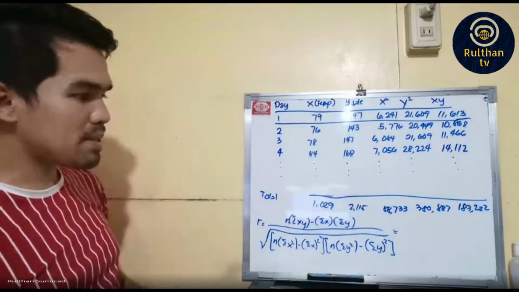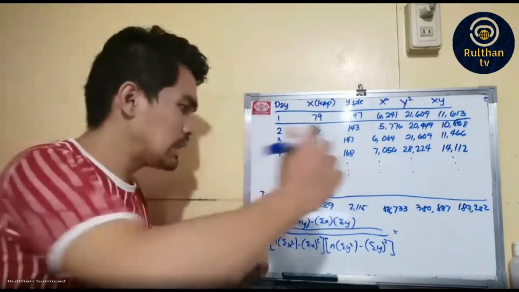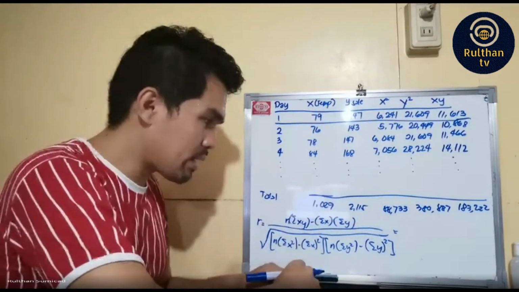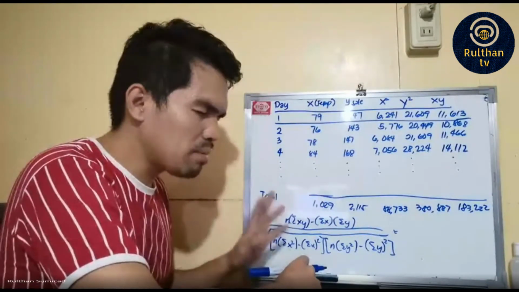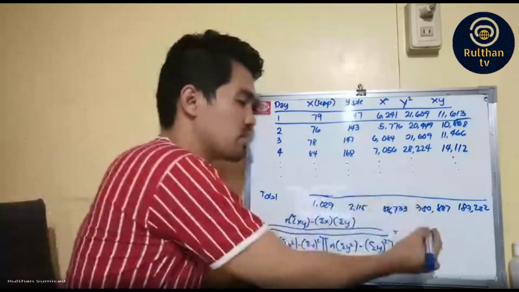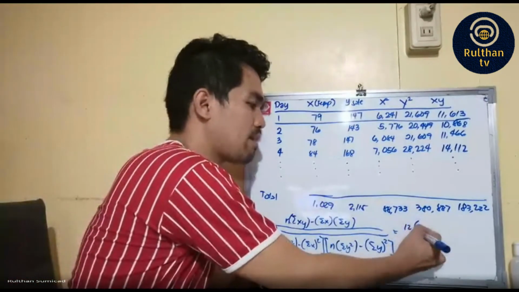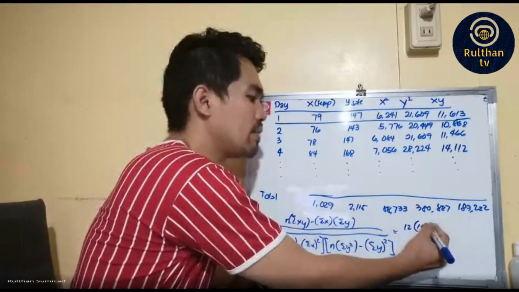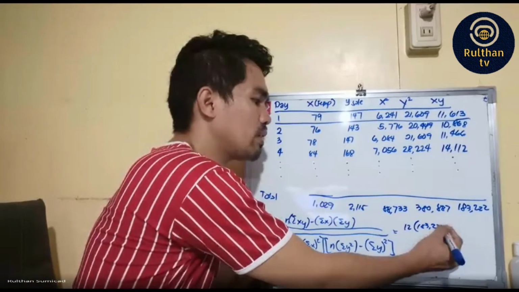So we will substitute the values. Our n is 12, right? Because there were 12 pairs, 12 bivariate data. So that is 12 times the summation of xy, which is 183,222. Am I correct?